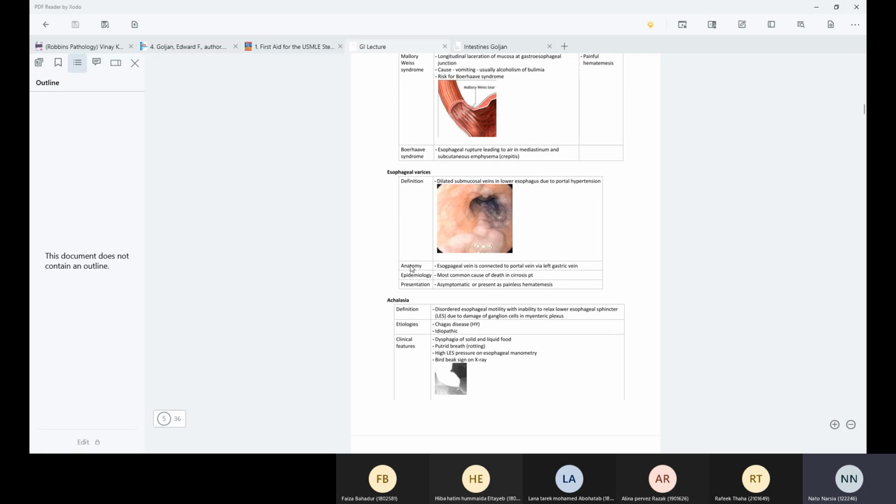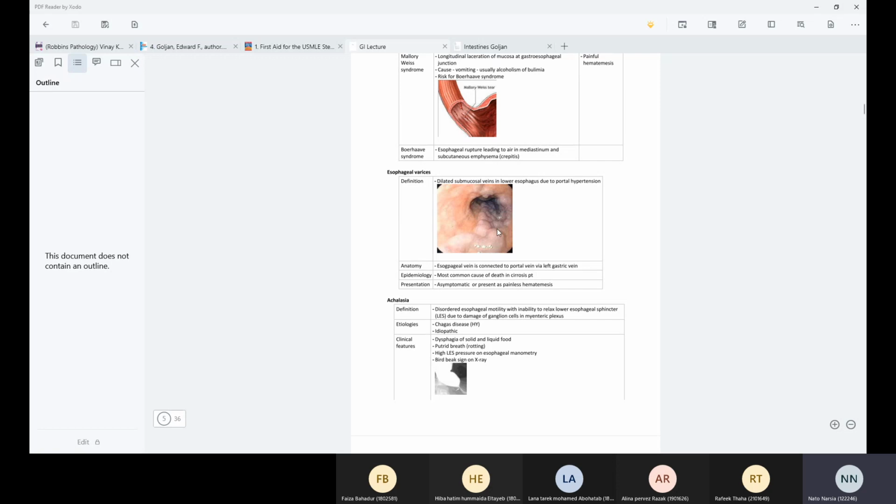Anatomy here is explained, and I believe you know it. And epidemiology, you also know it. It is the most common cause of death in cirrhosis, because cirrhosis leads to portal hypertension. And what is the risk, guys? When you have dilation, it might rupture.